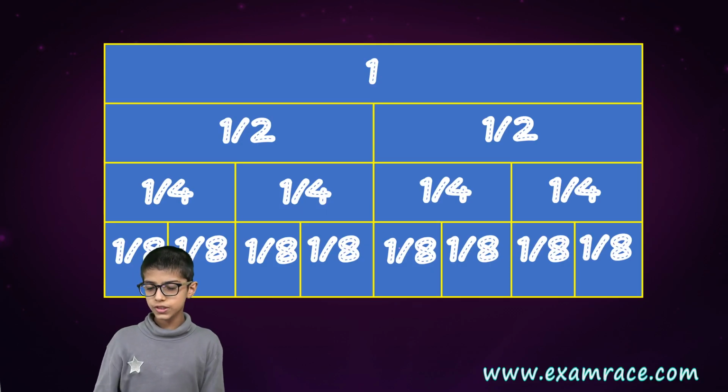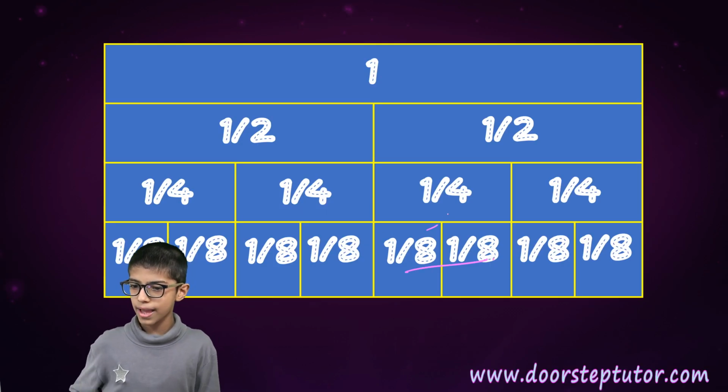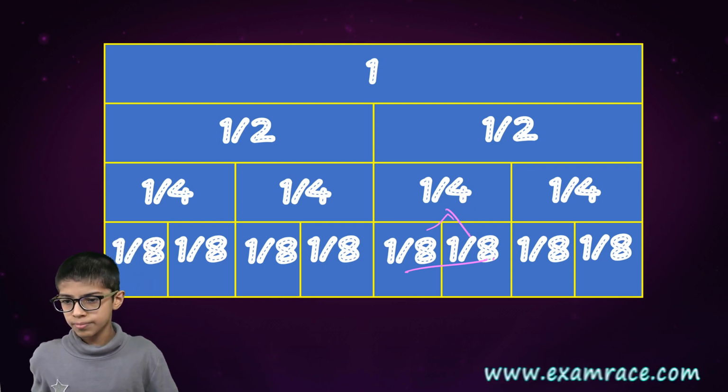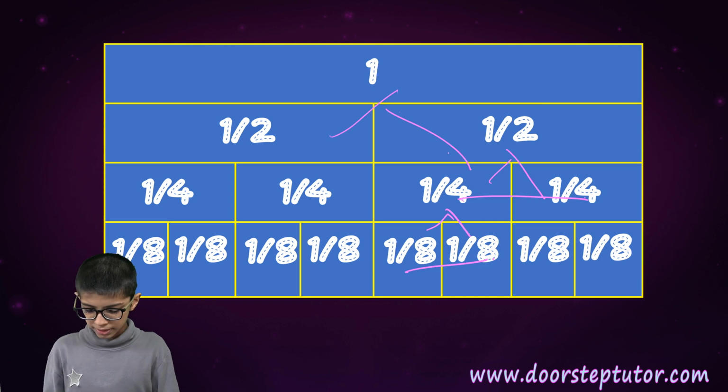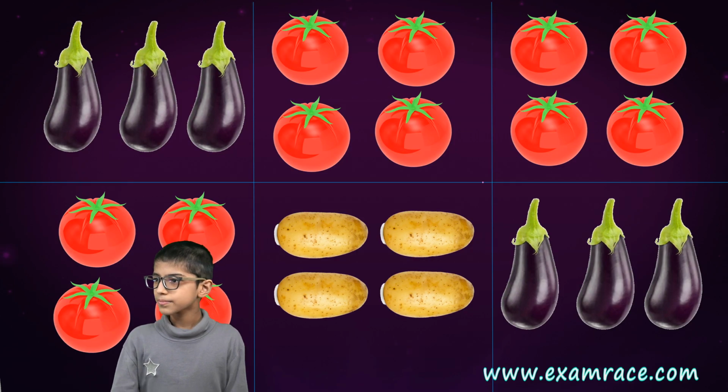Now, did you notice one thing? 1 by 8 plus 1 by 8 is 1 by 4. 1 by 4 plus 1 by 4 is 1 by 2. And 1 by 2 plus 1 by 2 is 1.